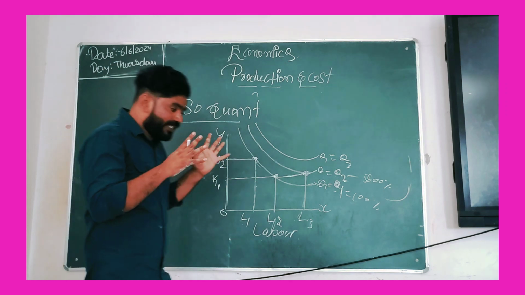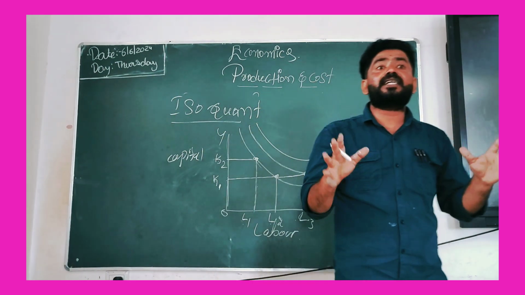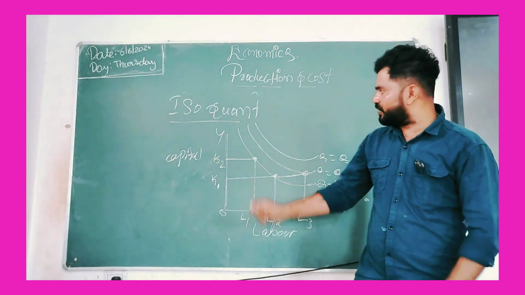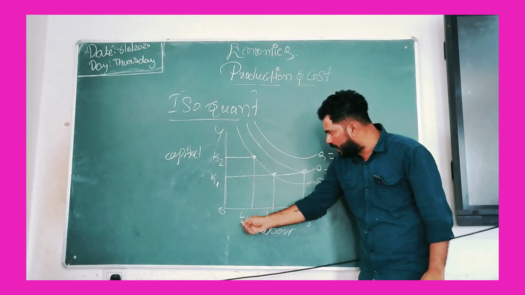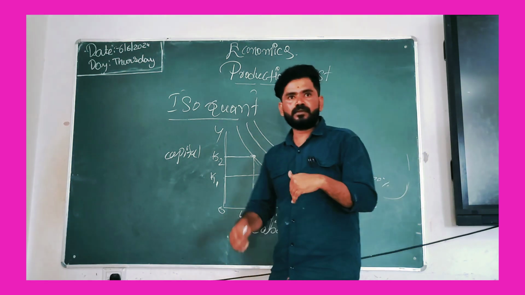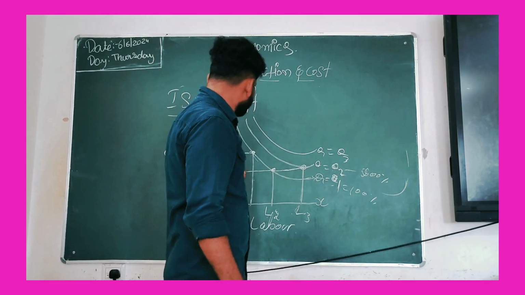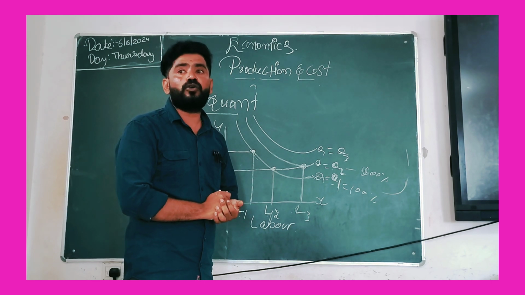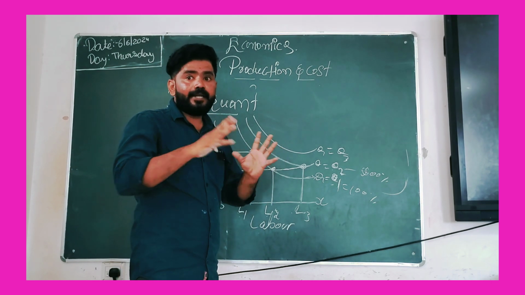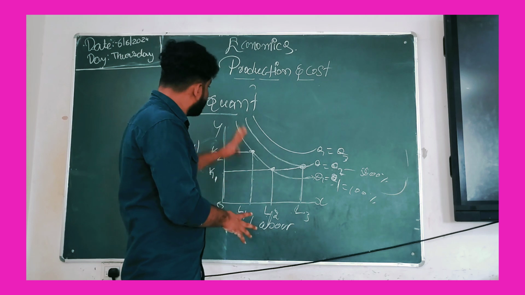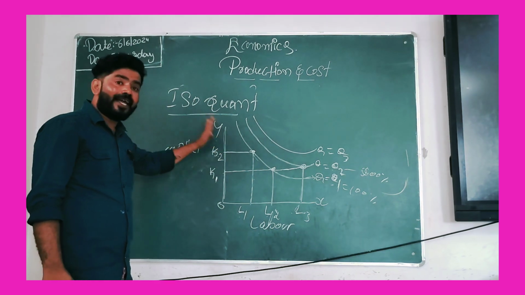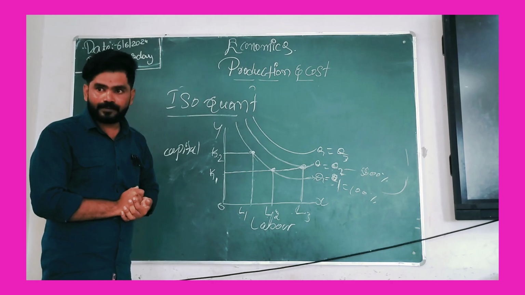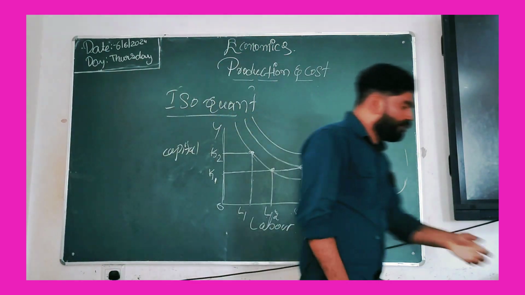It is a set of various combinations of two inputs, K and L, that yield the maximum level of output. This is called an isoquant. It's very important for your examination purpose. Clear? Okay. Next, we move on.